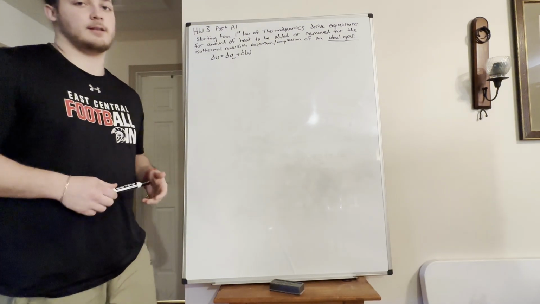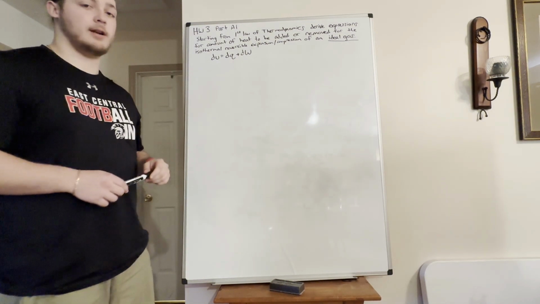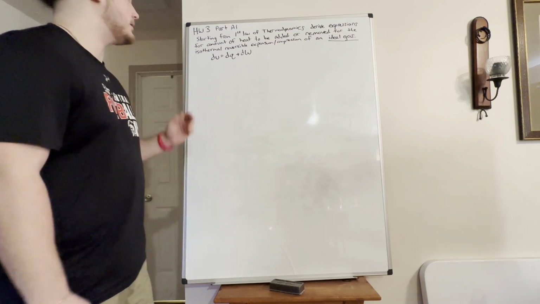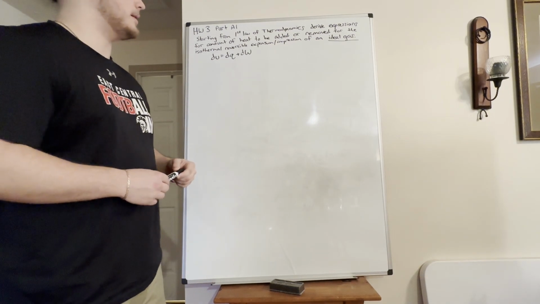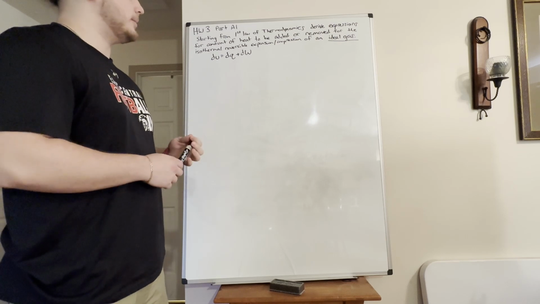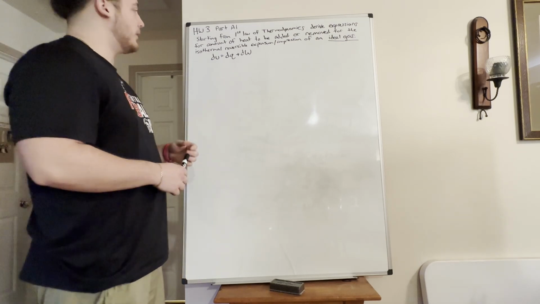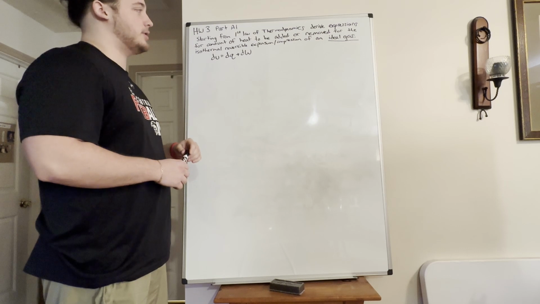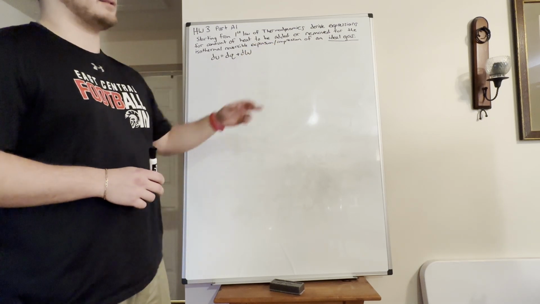Hi, my name is Austin Cox, and this is Homework 3, Part A1. We're going to be starting from the first law of thermodynamics, and then we're going to derive expressions for the amount of heat to be added or removed for the isothermal reversible expansion / compression of an ideal gas.